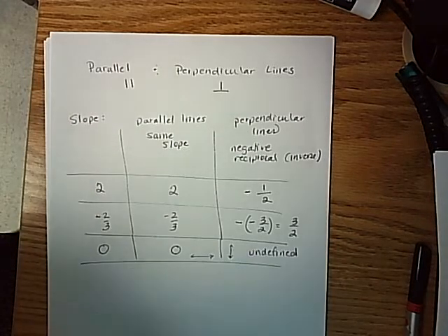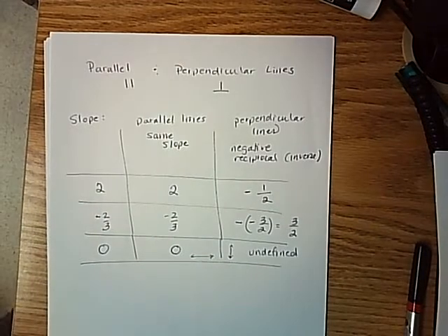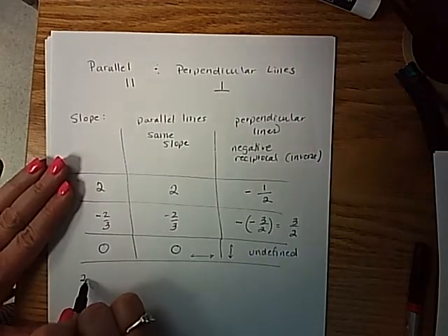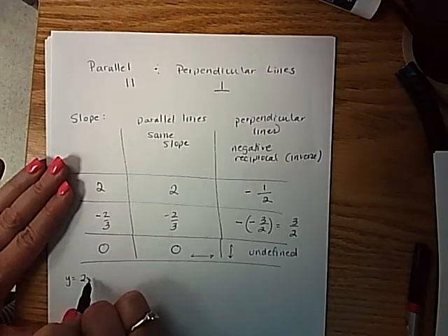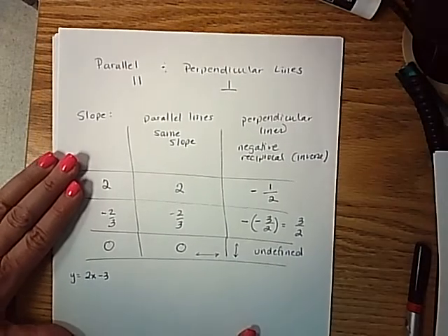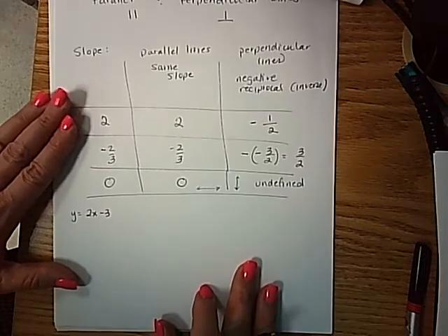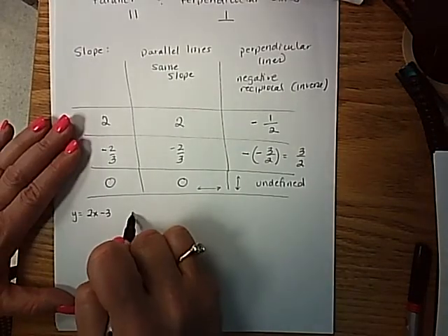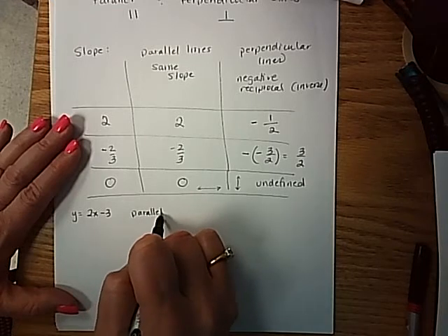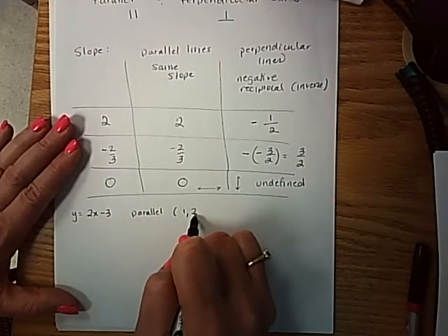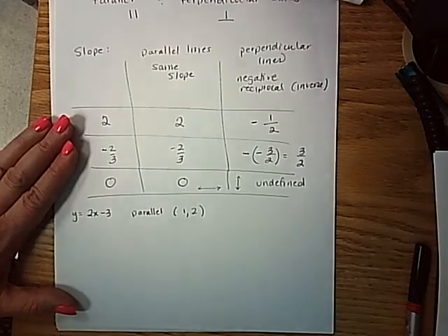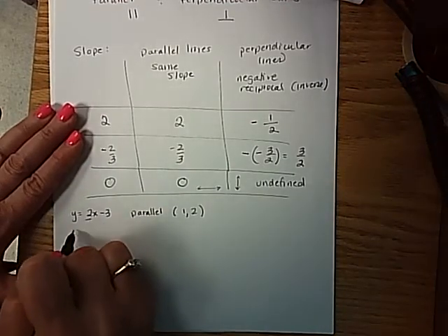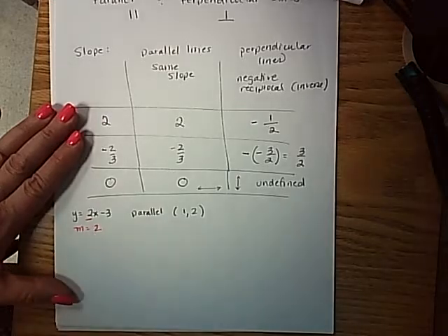Now, with this information, the heart of our lesson is this: if I gave you a line and I said I wanted you to write an equation of a line that is parallel to this line and goes through the point (1, 2), how am I going to do it? Well, first of all, I have to be able to identify the slope in this line. This slope right here is 2.